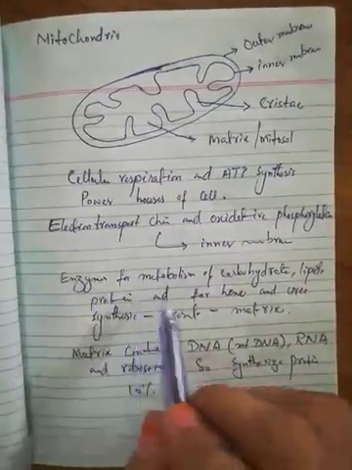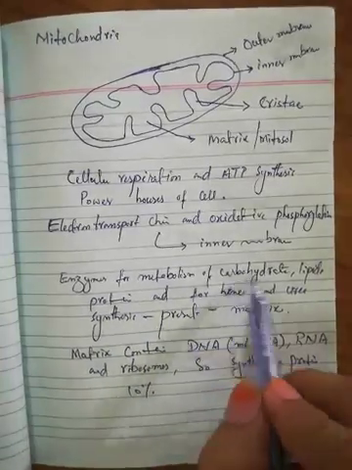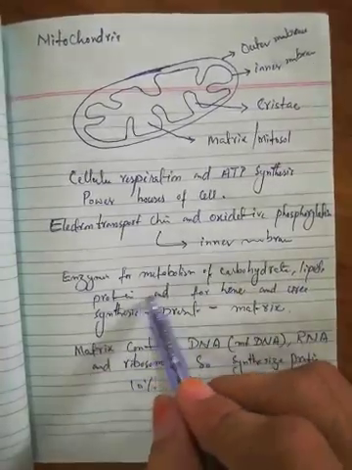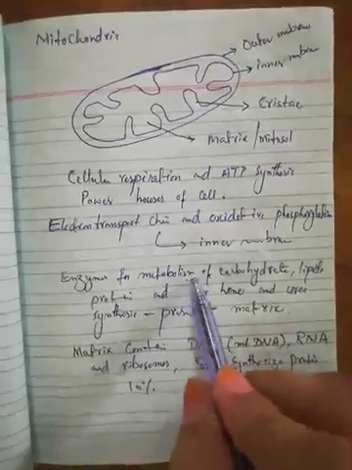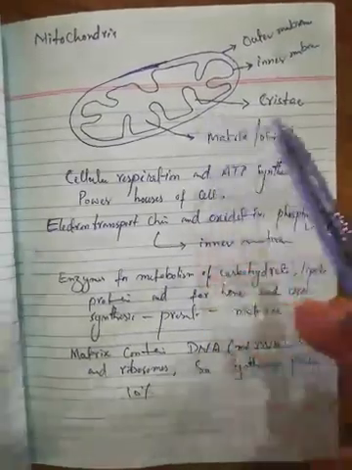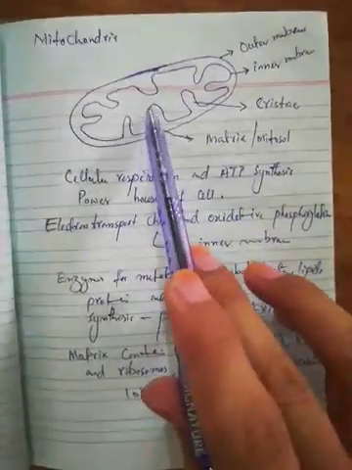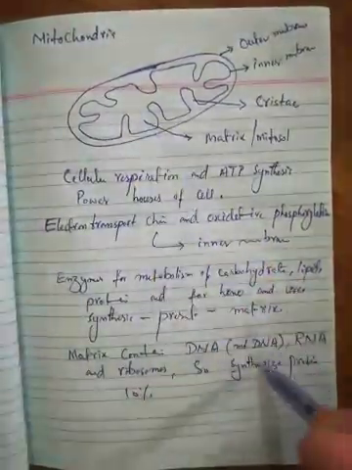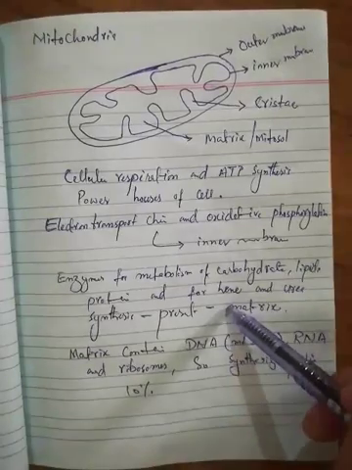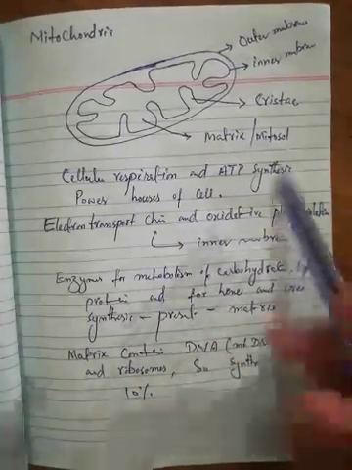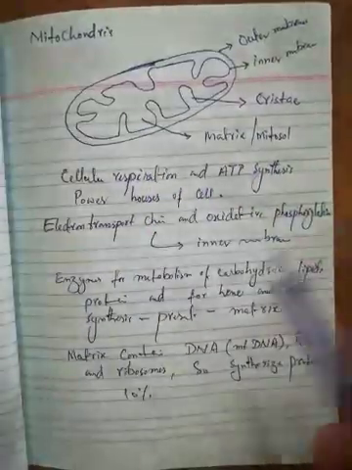And enzymes for metabolism of carbohydrate, lipids and proteins, these enzymes are present in matrix. In other words, citric acid cycle occurs in matrix. And enzymes for heme synthesis and urea synthesis are also present in matrix.